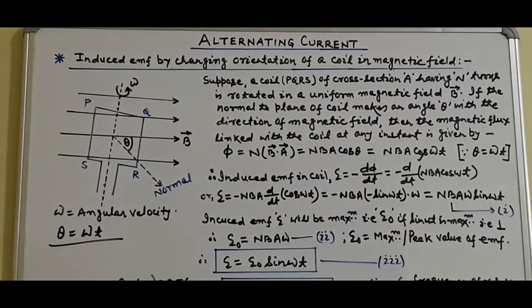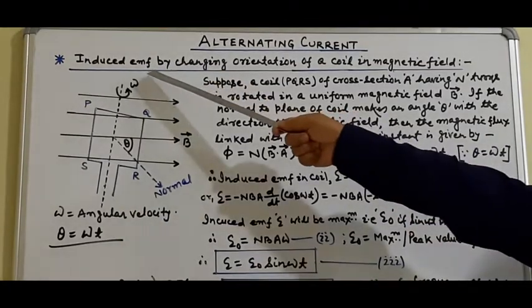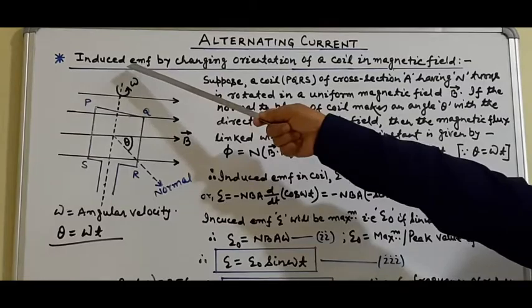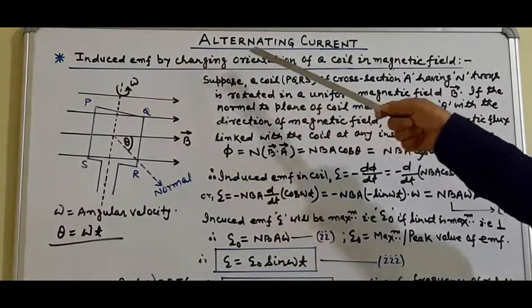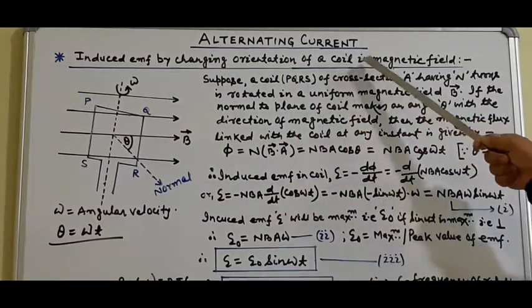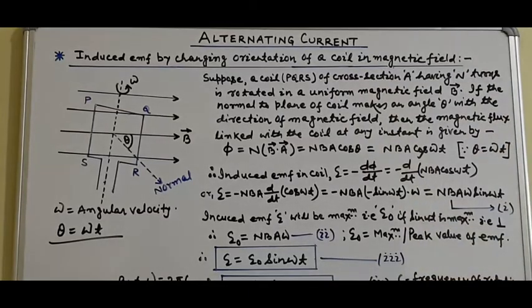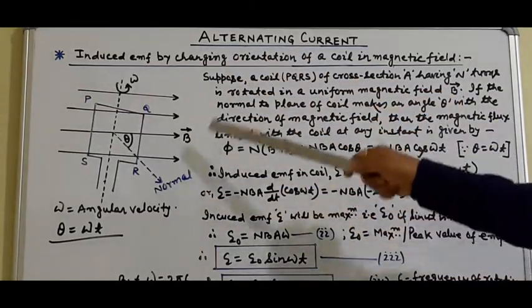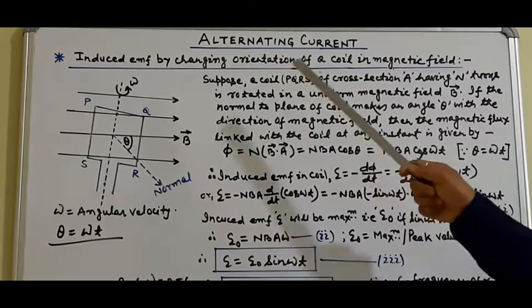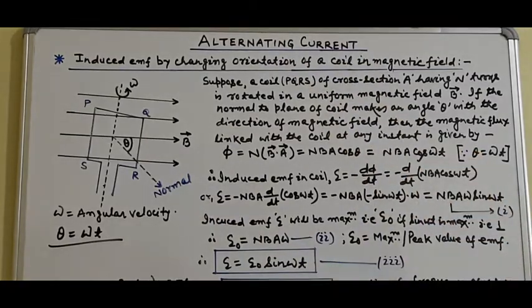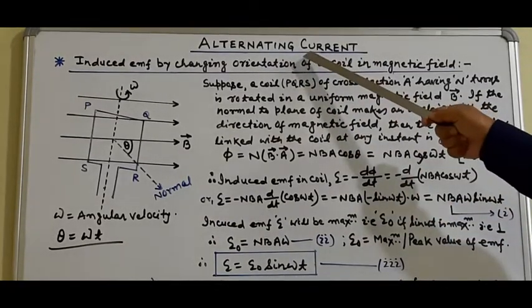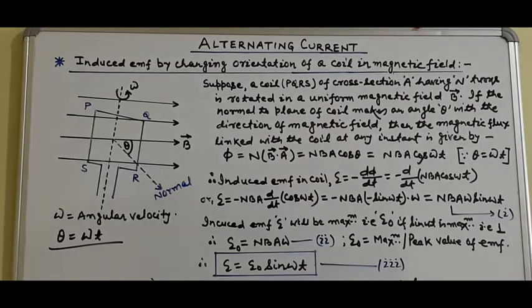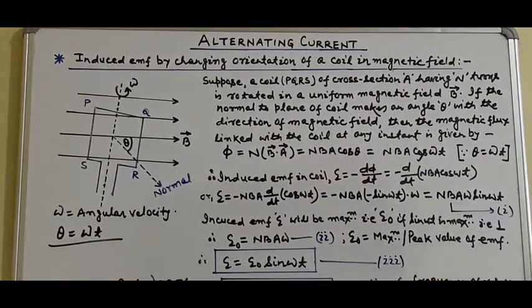Here we will take the third situation, that is, induced EMF by changing the orientation of the coil in a magnetic field. Because with the help of this induced EMF produced in a coil by changing its orientation, the alternating current can easily be explained. So look at this figure.